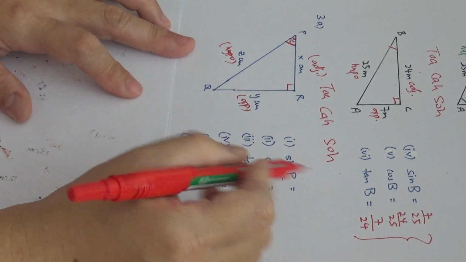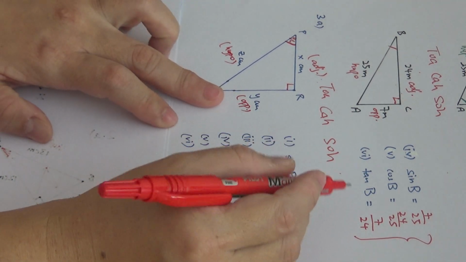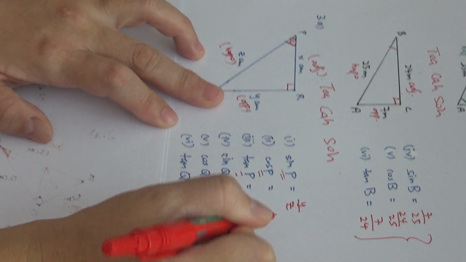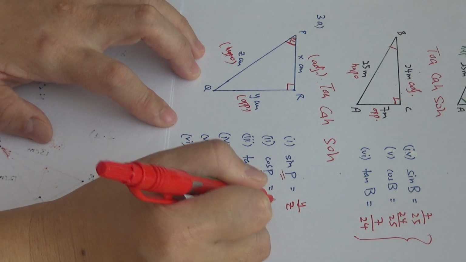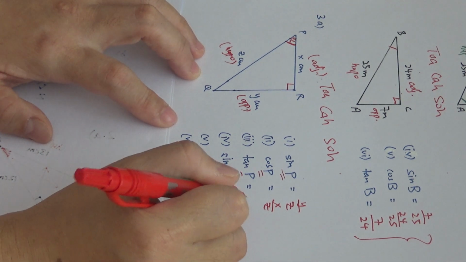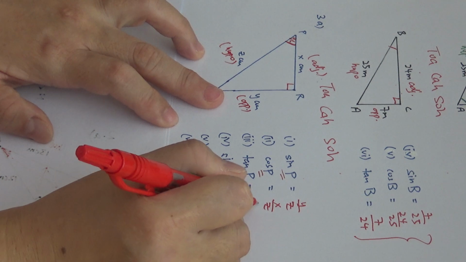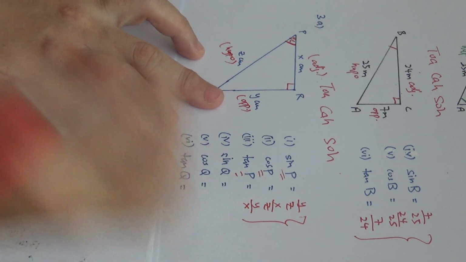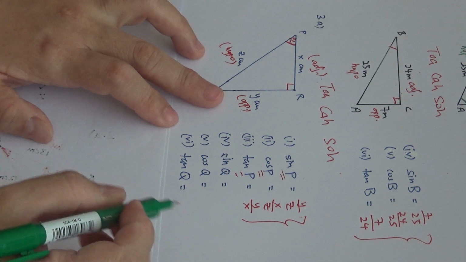TOA CAH SOH, so again. Sine is opposite over hypo. So opposite over hypo will be y over z. Cosine is adjacent over hypo, so it is x over z. And tangent is opposite over adjacent, so it is y over x. So these three will give you the trig ratios with respect to angle P.